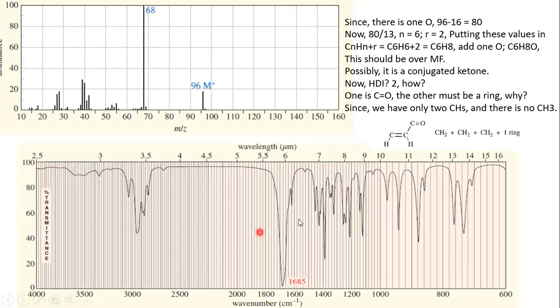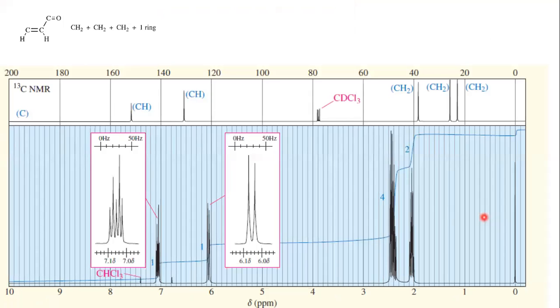Now based on this information, we can say that this is the molecular formula, but in this we have a carbonyl, and that is in conjugation with a carbon-carbon double bond. So this is the conclusion up till now. Let's go to the next and see what information we are getting from these NMR spectra.